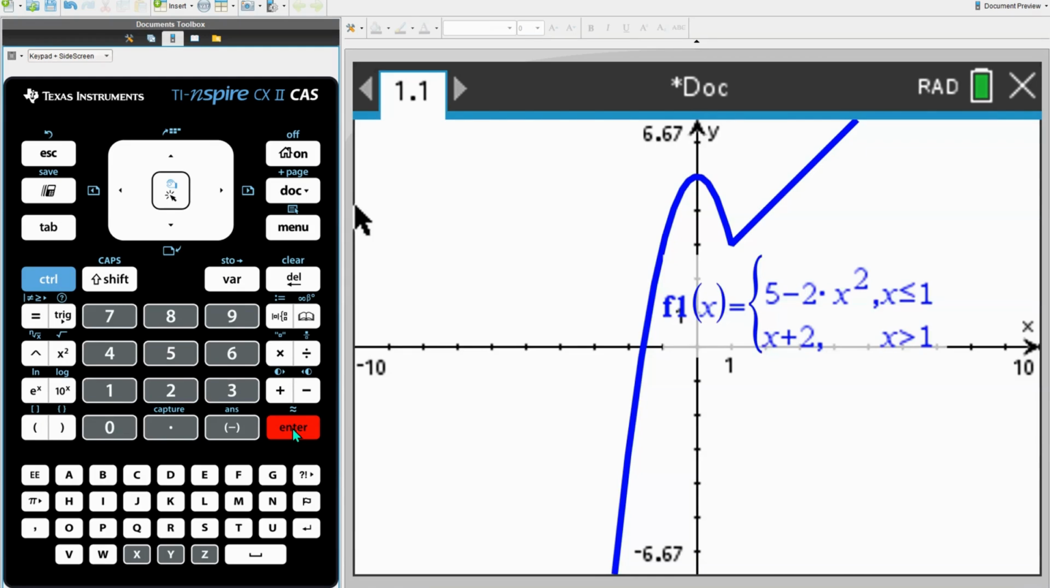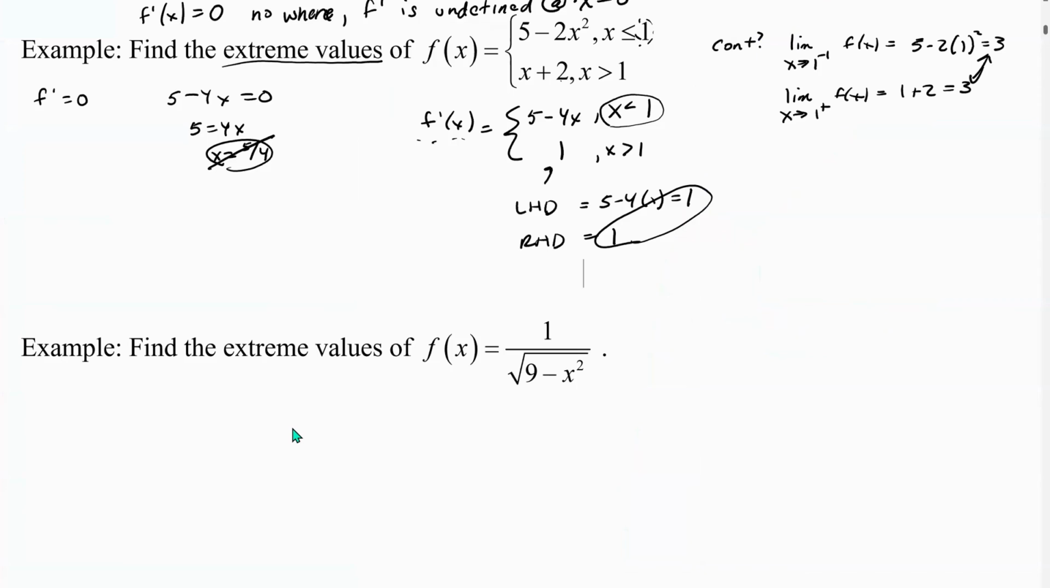Well, that's not what I expected. I said that 5/4 is not less than 1. And I'm right there.